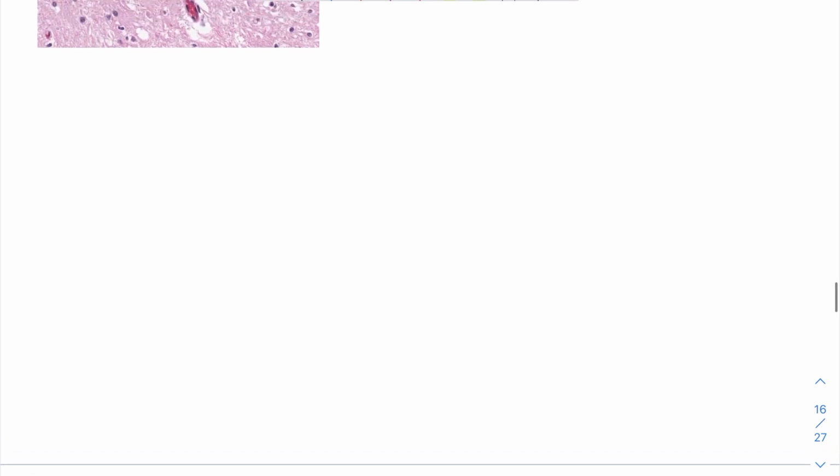So let me recap the inclusions here. In Alzheimer's, we saw the Hirano bodies, which were eosinophilic rod-shaped bodies in the cytoplasm. Then we saw the Pick's bodies, seen in Pick's disease, which are globular eosinophilic intracytoplasmic bodies.